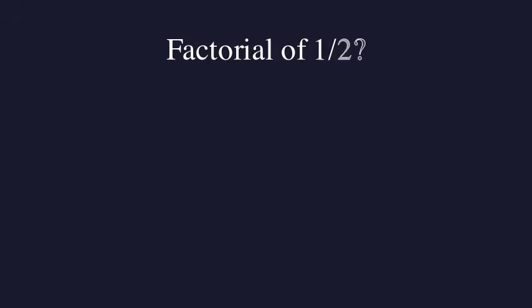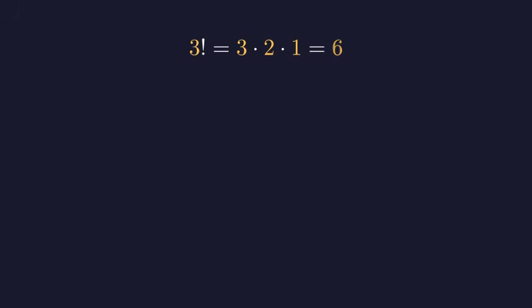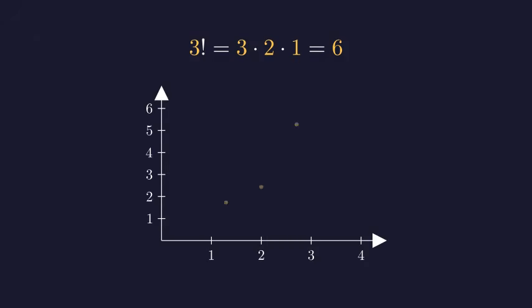Have you ever wondered what happens if you try to calculate the factorial of 1/2? We know that 3 factorial is 3 times 2 times 1, which equals 6, but the logic of repeated multiplication breaks down completely when we step between the integers.